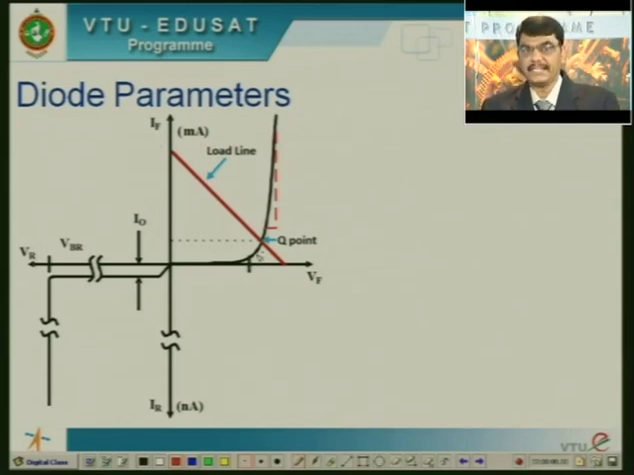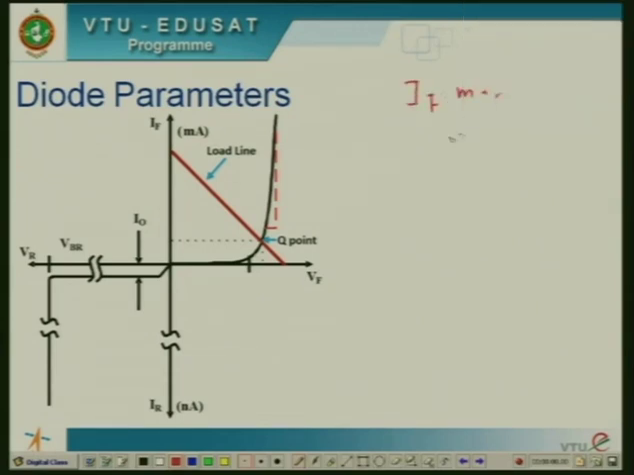If we consider the diode parameters, from the study of the transfer characteristics or VI characteristics, you have to measure the maximum forward current, the negative breakdown voltage minus V_BR, and then the diode resistance and capacitances. The diode resistance can be measured in two ways: one is the static resistance and the other is the dynamic resistance.